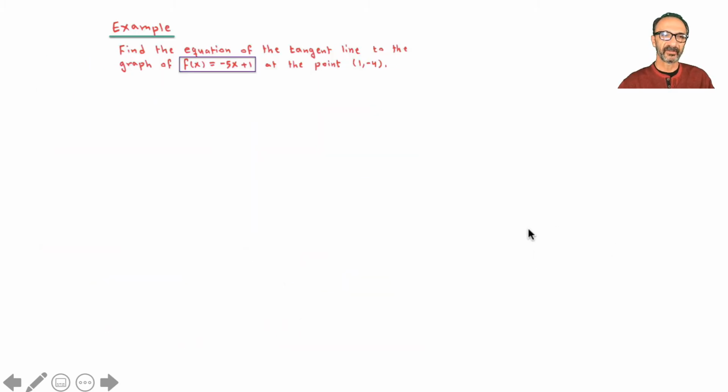Find the equation of the tangent line to the graph of f of x equals minus 5x plus 1 at the point (1, negative 4).